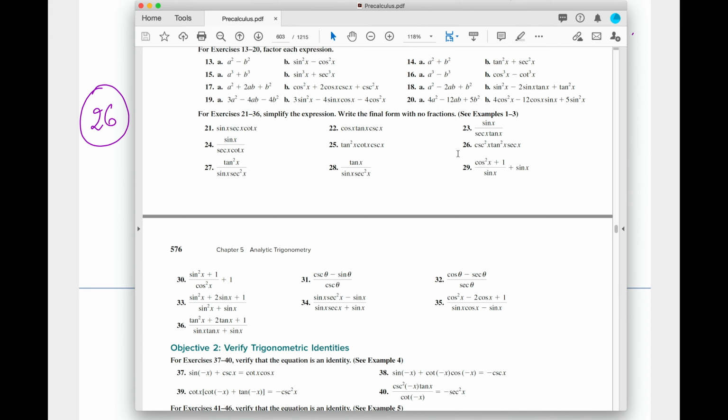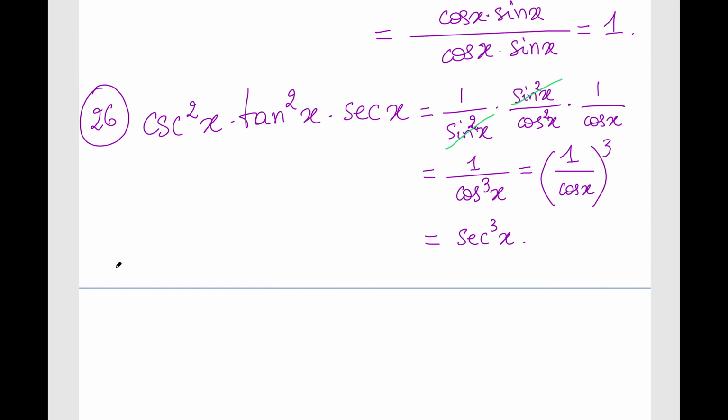So we finished 26. Now 28. I want to simplify tangent of x divided by sine of x times secant squared of x. So 28, I would like to simplify tangent of x divided by sine of x times secant squared of x. Okay.